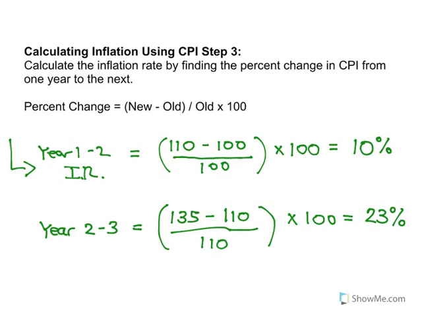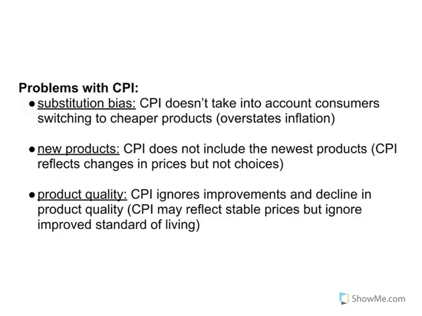And so the last thing I want to do in this video is just talk about some of the problems with using CPI to measure the inflation rate. And there are actually 3 different problems. The first one is substitution bias. So CPI doesn't take into account consumers switching to cheaper products.